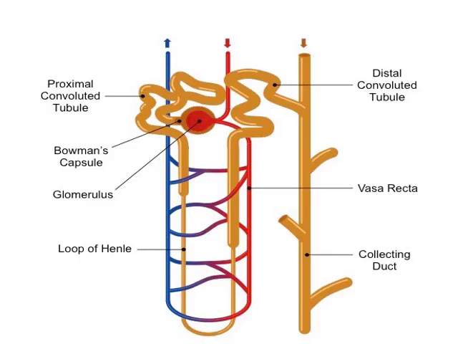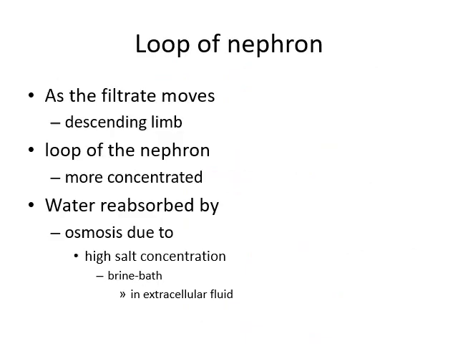Here you can see the proximal convoluted tubules. In this diagram you can see the arterial and venous blood supply, so water can easily move in and out, mostly out.